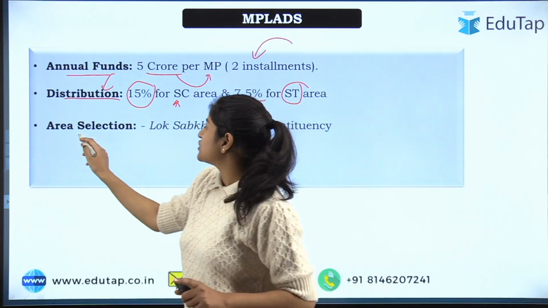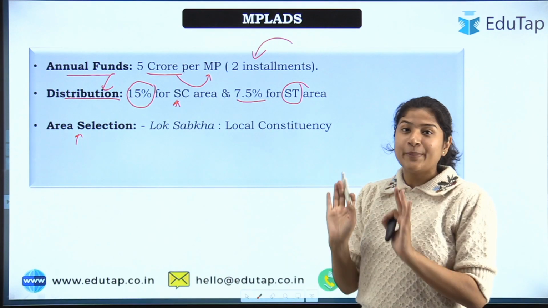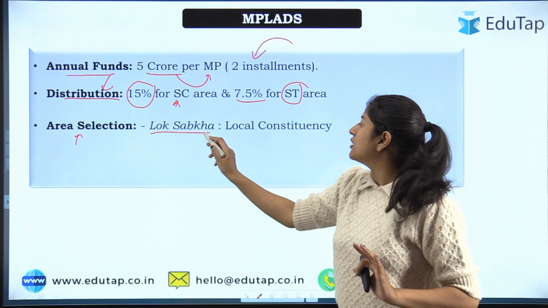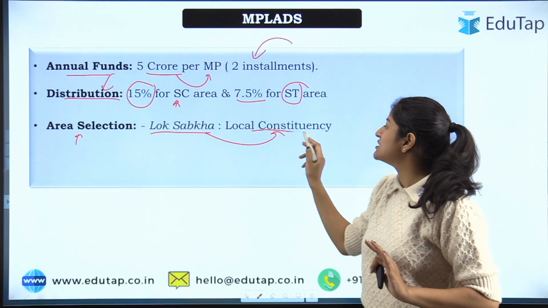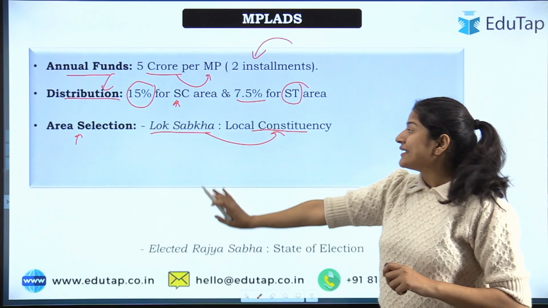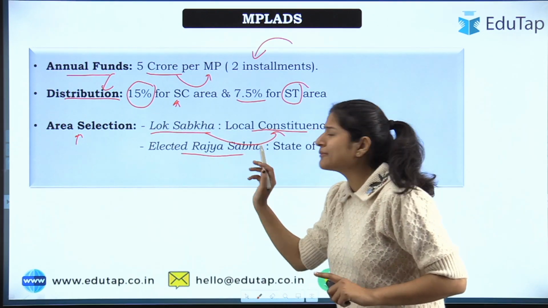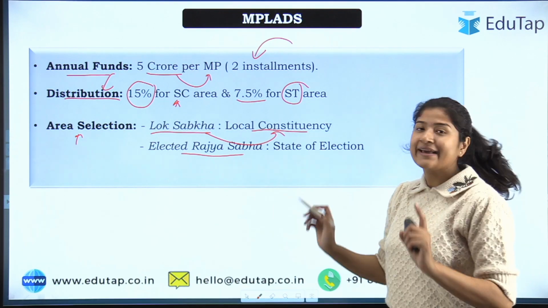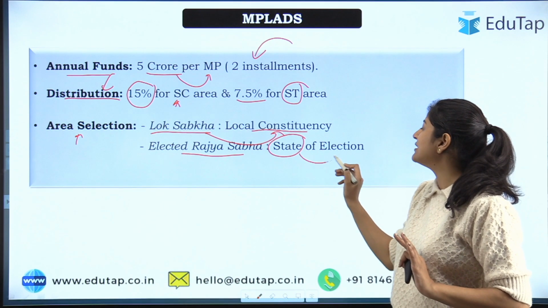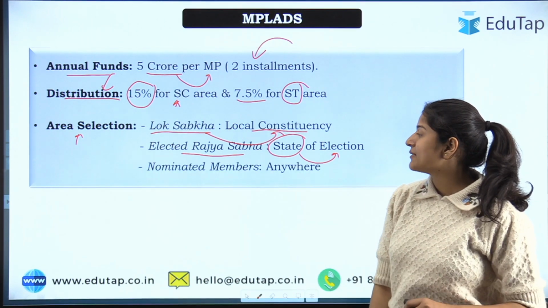Coming to the area selection, so how will it be decided which MP will work where? So basically, the elected members of Lok Sabha would work in their local constituency. From wherever they have been elected, they would work there. That is for the elected Lok Sabha members. Now coming to the elected Rajya Sabha members. So basically they can choose any constituency in the state from where they have been elected, right? So this is for elected Rajya Sabha members.